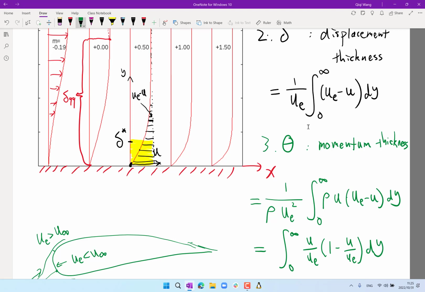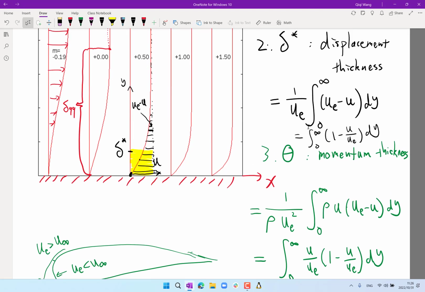It is a little bit more difficult to visualize what theta is like. But one thing we can be sure of is that if we rewrite delta star a little bit, taking the 1 over UE into the integral, we get the integral of 1 minus u over UE dy. And we can compare this integral and this integral, and try to guess which one is larger and which one is smaller. Is delta star or theta the larger one?